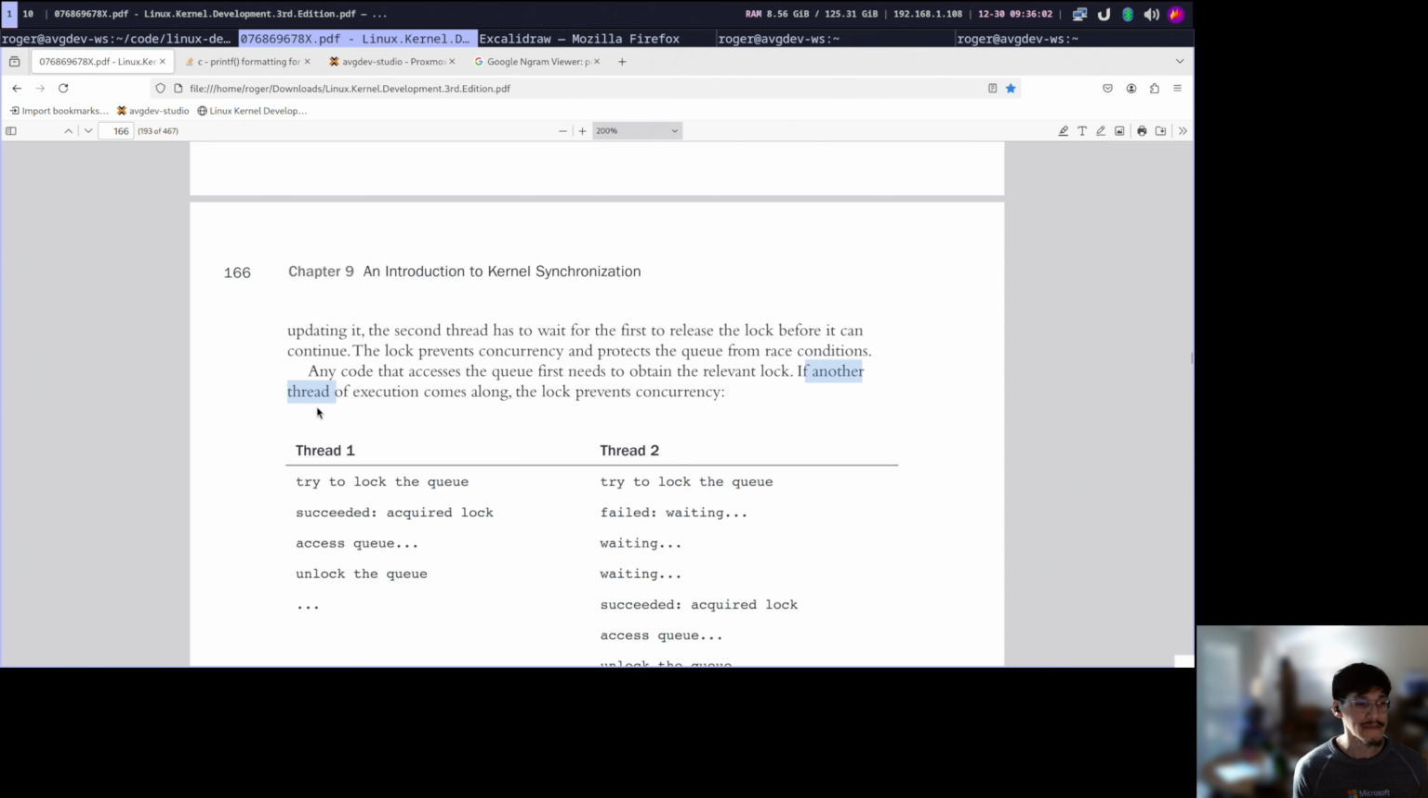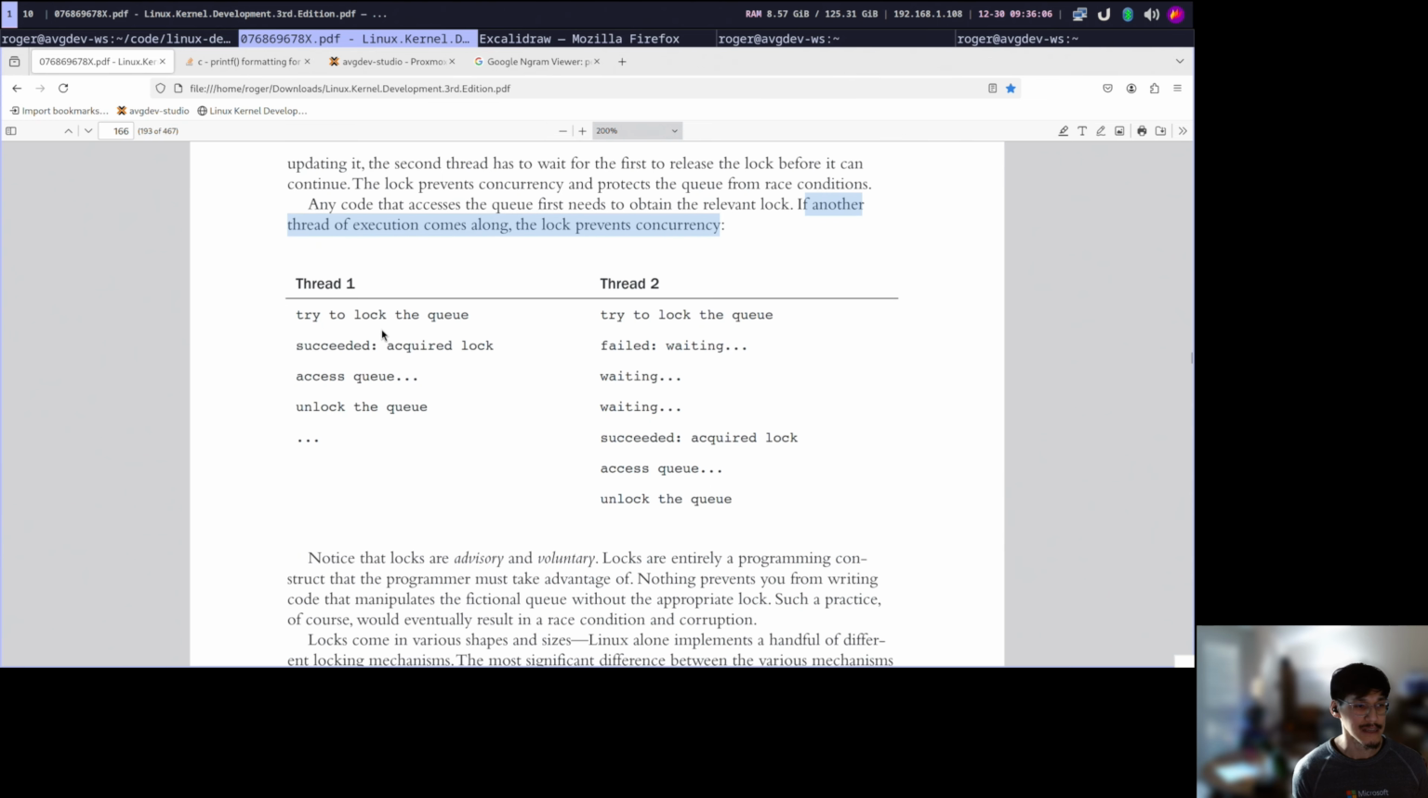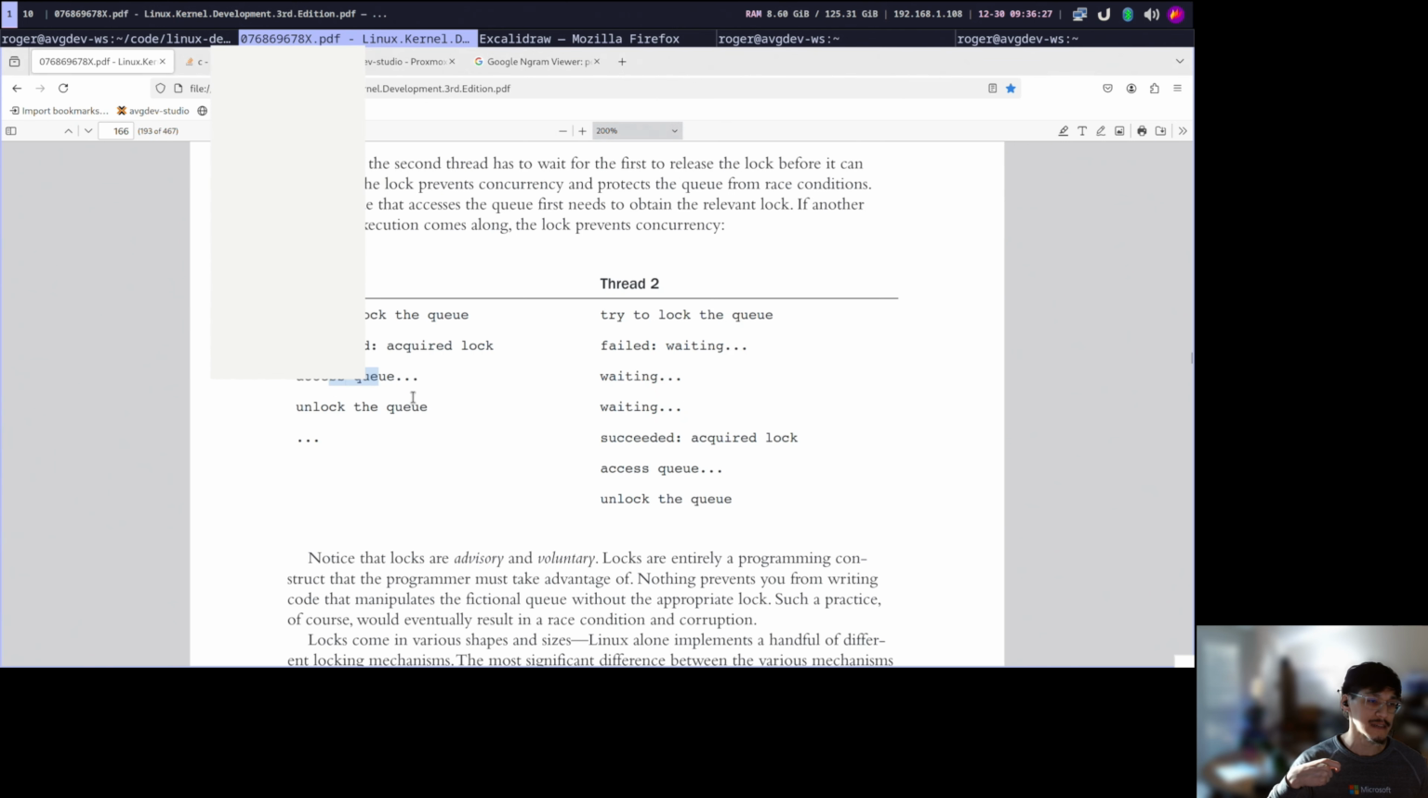If another thread of execution comes along, the lock prevents concurrency. So here it is. Thread 1 tries to lock the queue. It succeeds, it acquires a lock. At the same time, thread 2 tries to lock the queue. Well, since, at this point, atomically we can acquire the lock in one shot, thread 2 found that thread 1 beat him to it. So then it just goes to sleep, waiting, while thread 1 is doing stuff with the queue, unlocks the queue. Thread 2 wakes up again, it acquires a lock, and then no one else can now.